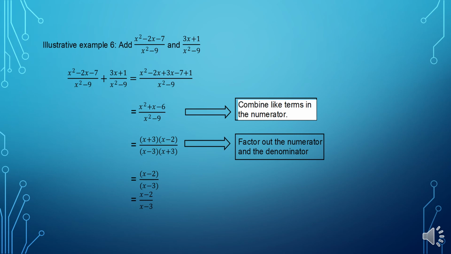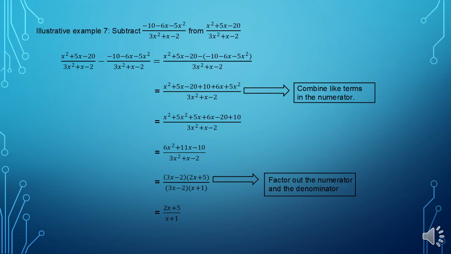So we are going to combine like terms in the numerator, and then factor out the numerator and the denominator. Another example is subtraction, the same process as the addition of fractions. Just combine the like terms in the numerator and then factor out each numerator and denominator.